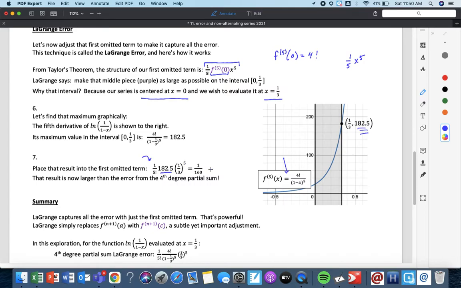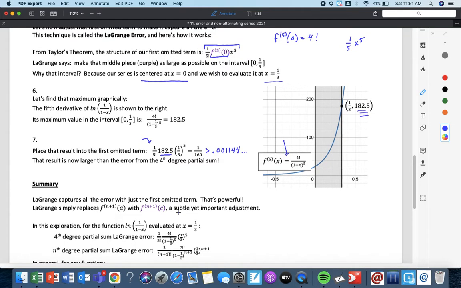And that result is 1 over 160. And that is greater than that error that we had from before. That was the error that we saw before when we were looking at the first omitted term. So there is the error. And we've now created, in the first omitted term, a larger error than that. So now we've captured all the error in the first omitted term. And that's pretty powerful stuff. So Lagrange says, even though the first omitted term doesn't capture all the error, you can make it do so.